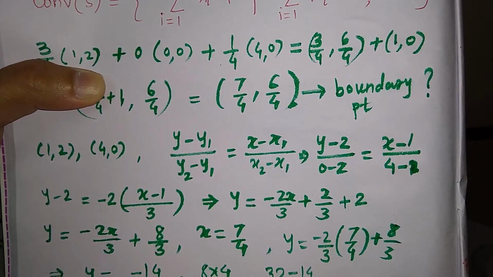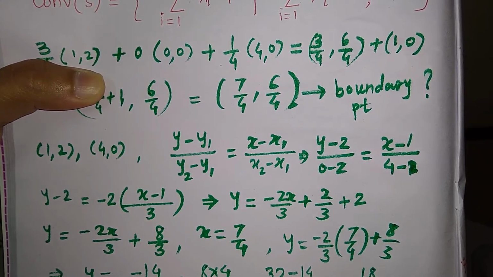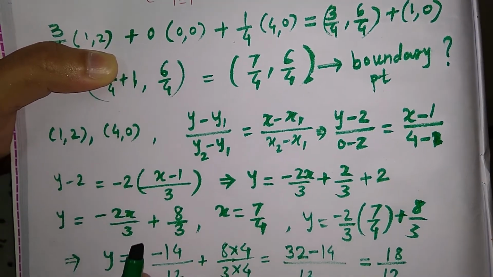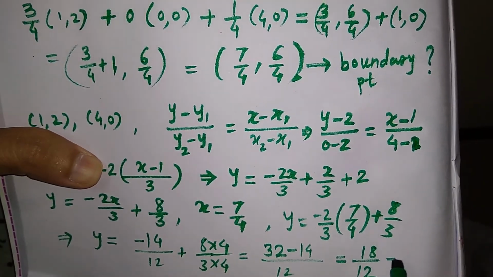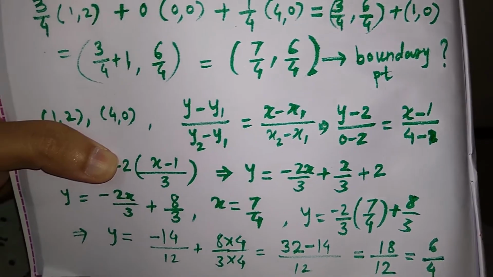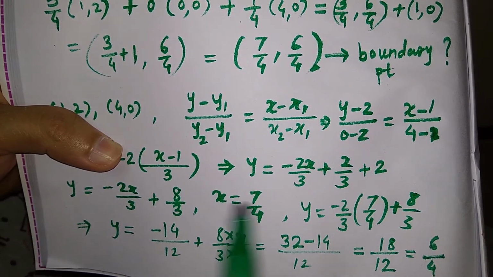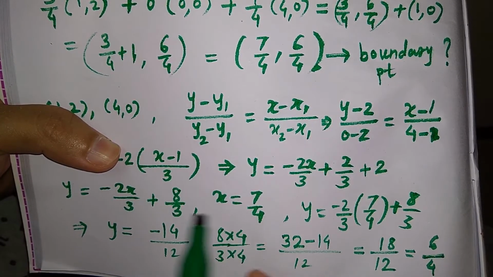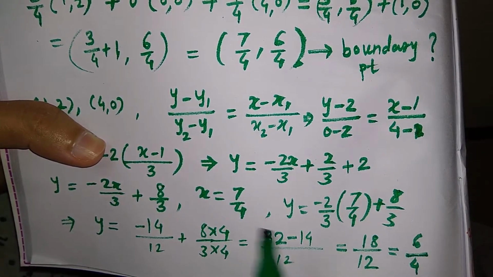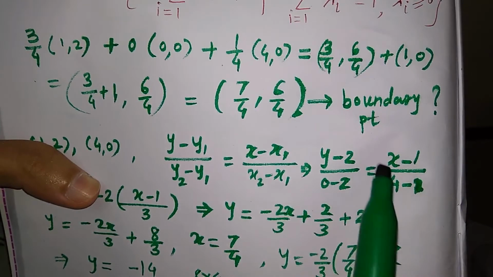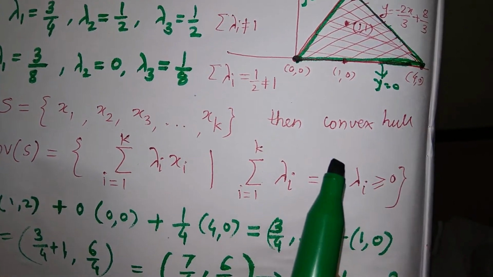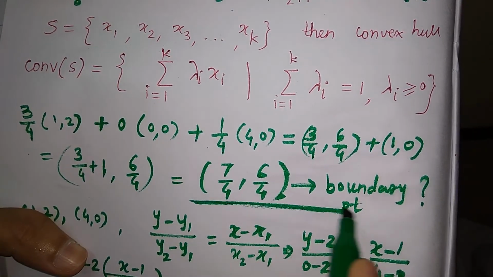So which is equal to, this is, right, 18 by 12, which is same as 6 by 4, right? So when you take x is equal to 7 by 4, we will get y is equal to 6 by 4. That means 7 by 4 comma 6 by 4 is on the line y is equal to minus 2x by 3 plus 8 by 3. That means this point is a boundary point.